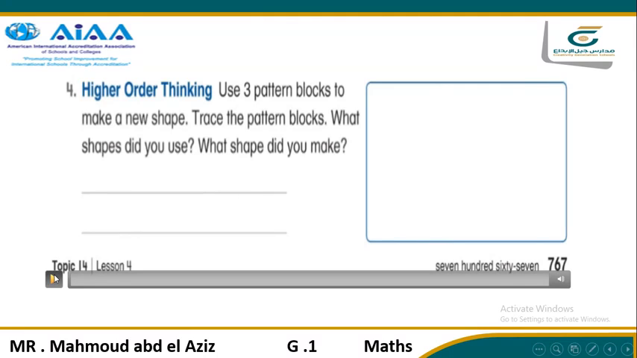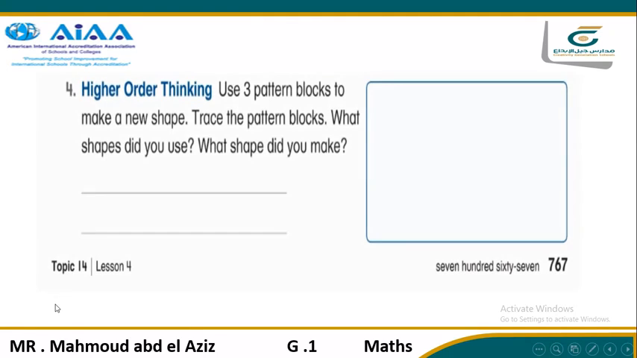Another question here. Use 3 pattern blocks to make a new shape, and trace the pattern blocks. What shapes did you use and what shape did you make? With the first shape here, we will draw it with 4 sides like this one. That's the first one, and this is the second shape with 4 sides also, and the third shape here like this triangle. So we have here 3 shapes.